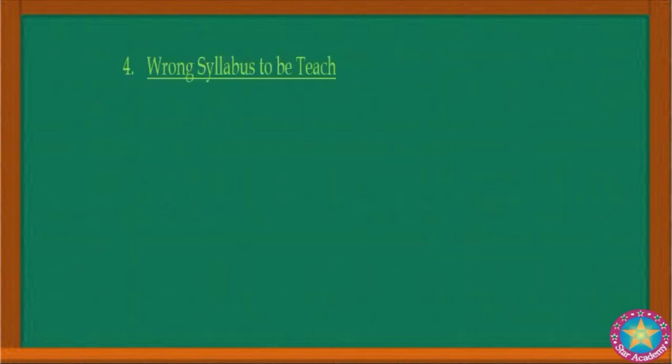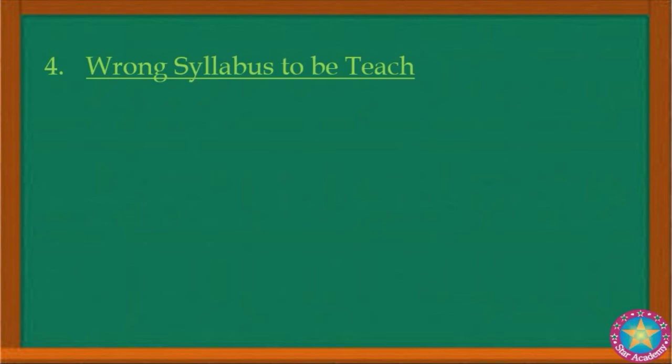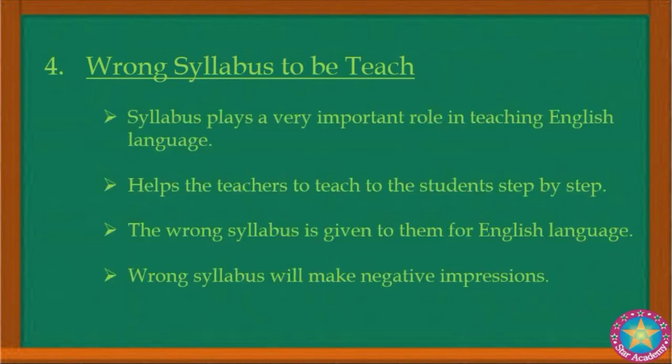Number four, wrong syllabus. The syllabus is a kind of content that the teachers follow to teach the students. The syllabus plays a very important role in teaching the English language and also in other subjects. The syllabus helps the teachers to prepare the important factors of the course and organize the overall course to teach the students step by step.